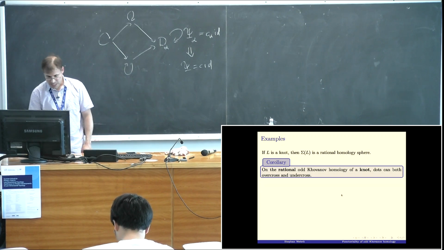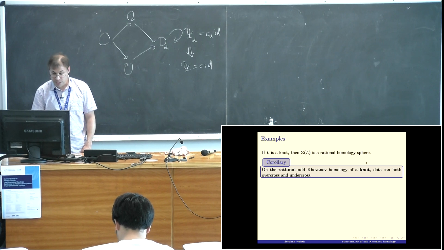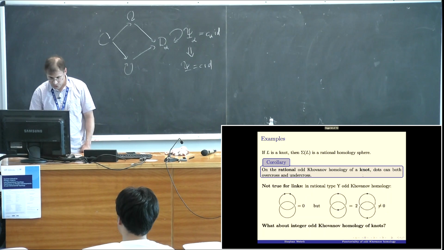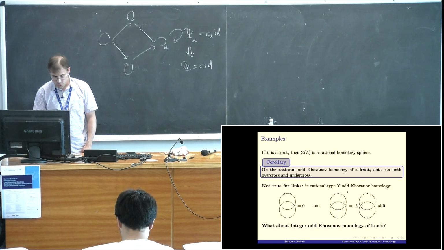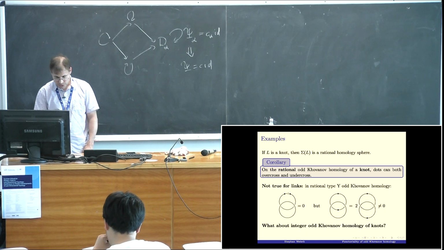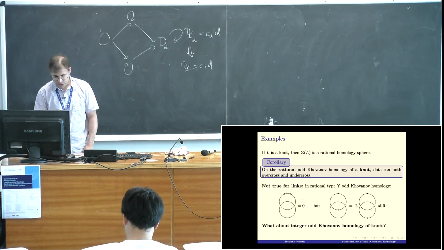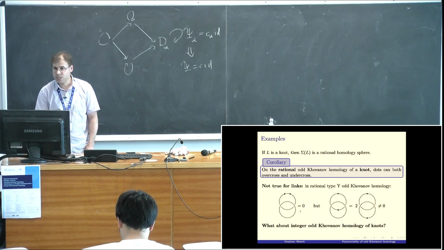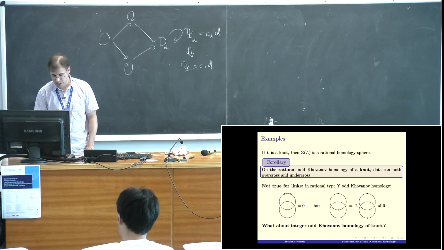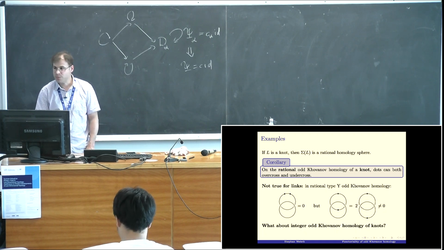But these assumptions here are essential. So if it's not a knot, then this is not true. For example, here we have two pictures, this picture and this configuration. And you see in both of these pictures, the two dots are on this component. But it turns out that this picture acts by 0 on rational odd Khovanov homology, and this picture acts by a non-zero map.